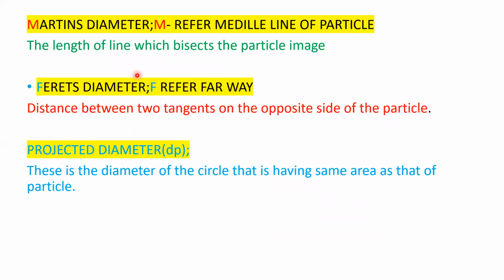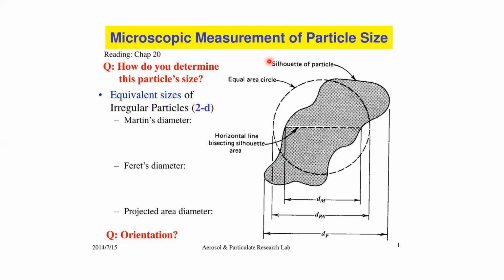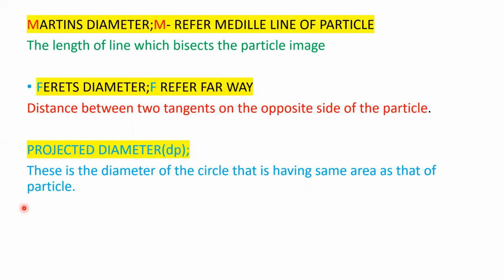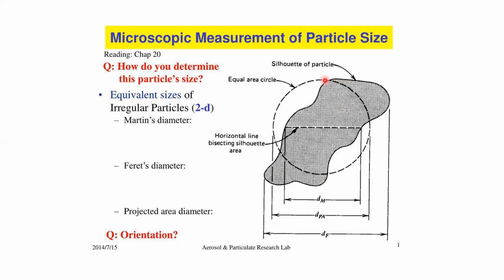Next, the length of the line which bisects the particle image is called the Martin diameter. Next one is projected area diameter. It is the diameter of the circle that has the same area as the particle. This is the diameter of the particle, and this is the diameter of the circle having the same area as the original particle.